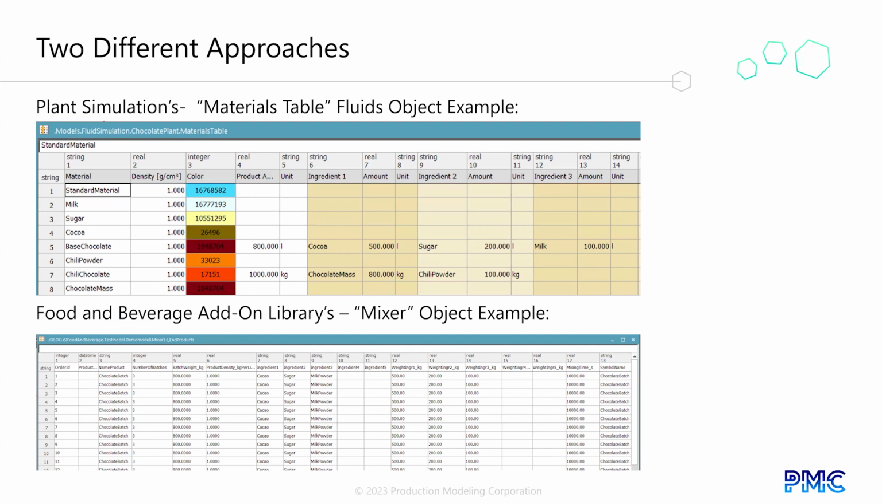Both the objects in the add-on library and the new built-in fluid objects model food and beverage facilities. Each one has a slightly different approach that lets you model the facility. For example, Plant Simulation's new fluid objects include a unique materials table shown at top, where all base and intermediate ingredients and final products are specified, including their on-screen color coding, in one central table that other objects like mixers refer to, while the food and beverage library's mixer objects specify ingredient details within that object as shown in the mixer's end products table at bottom of the slide.